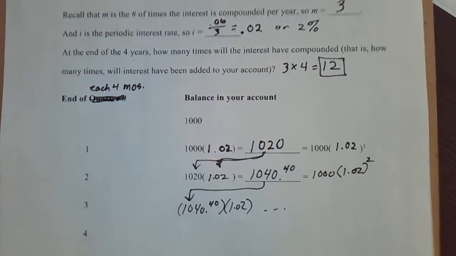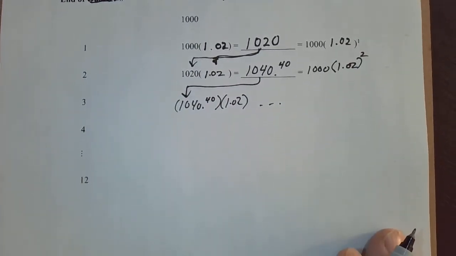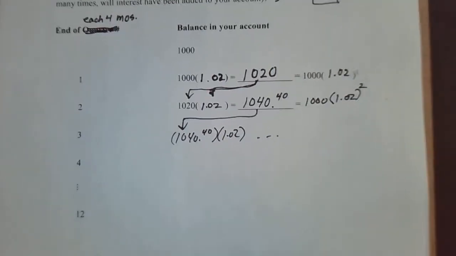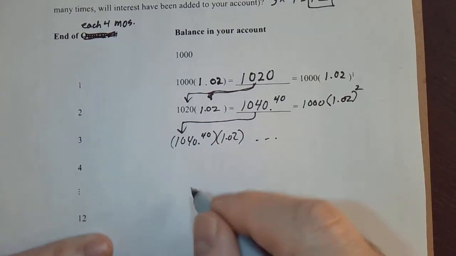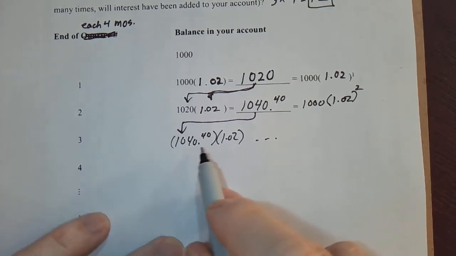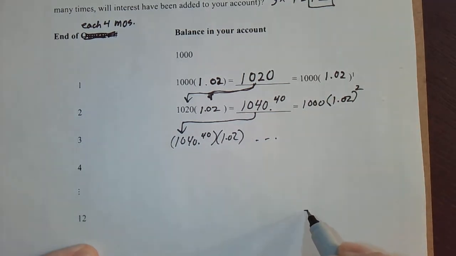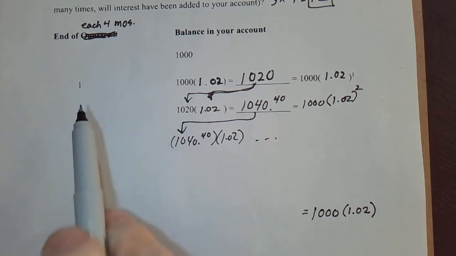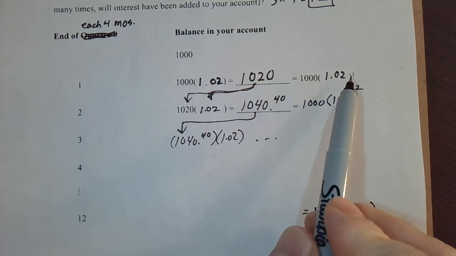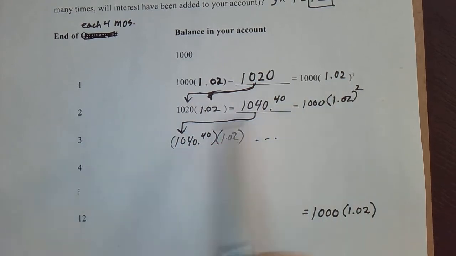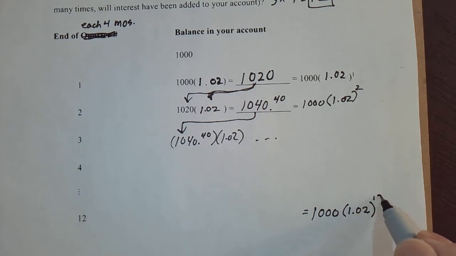And let's jump all the way down to the bottom one. I don't know exactly what that number is going to be yet, but this is going to turn out to be 1,000 times 1.02 raised to the what? This number. That 1 is that exponent. This 2 is that exponent. This would be the 3 exponent, and so on. So that's just going to be raised to the 12th power.